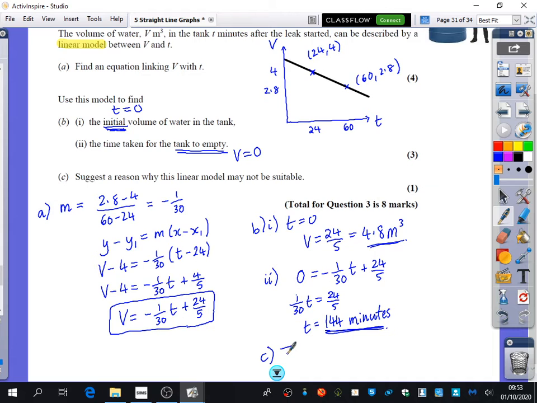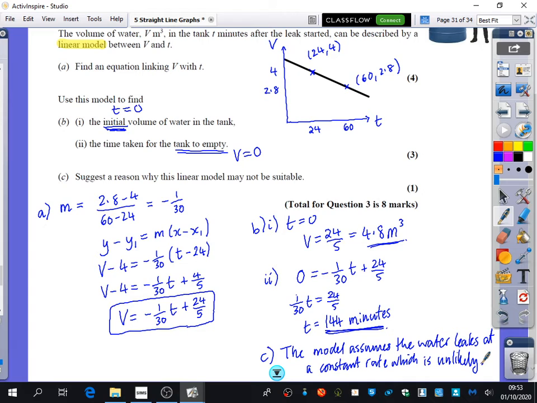So why this may not be suitable is the model assumes the water leaks at a constant rate, which is unlikely. You don't have to say why, you just say the model says it's leaking at a constant rate, and it's probably not going to be leaking at a constant rate. That's what the model assumes.